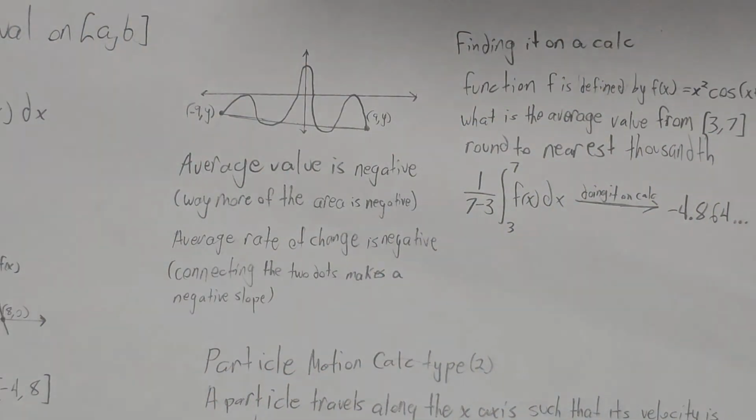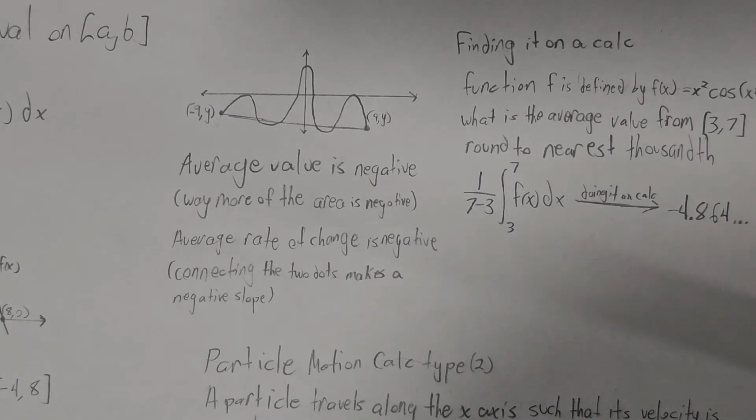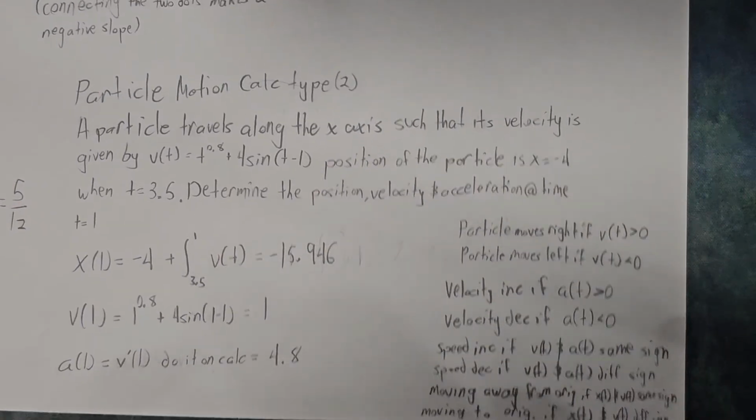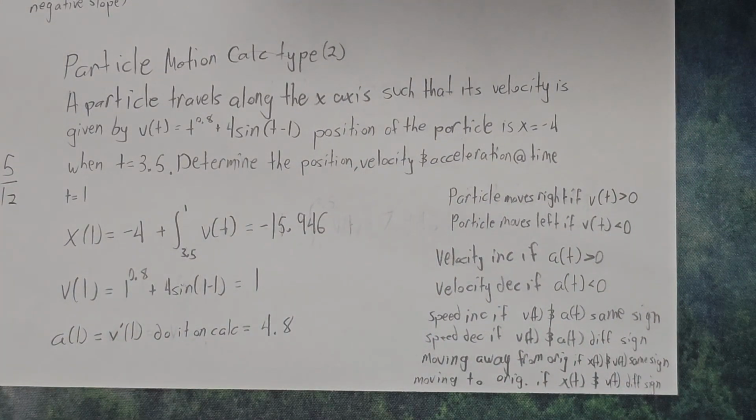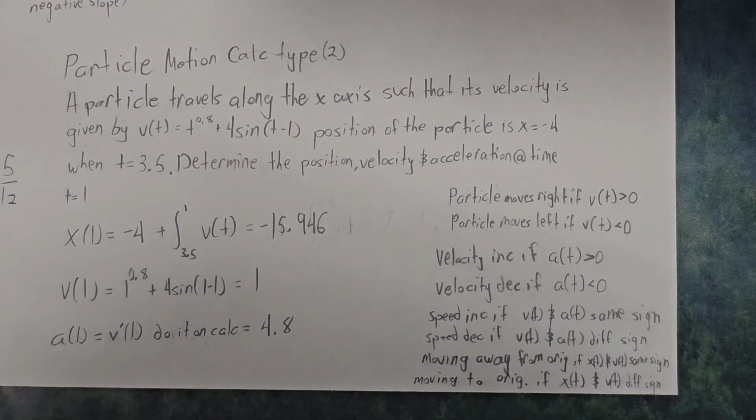Okay. Let's talk about particle motion with this whole thing. A particle travels along the x-axis such that its velocity is given by v of t is equal to t to the power of 0.8 plus 4 sine t minus 1. The position of the particle is x equals -4 when t is equal to 3.5. Determine the position, velocity, and acceleration at time equals 1. So this is going to seem like a bit of a review to anyone who's done the prior units.